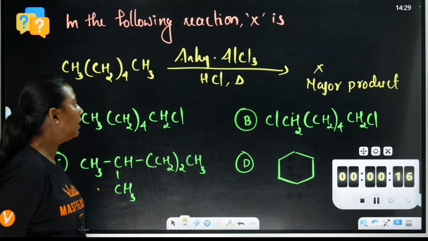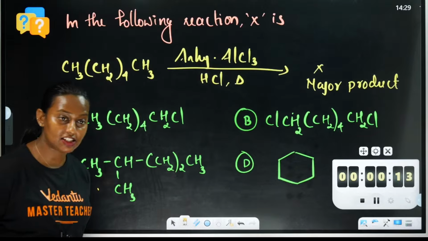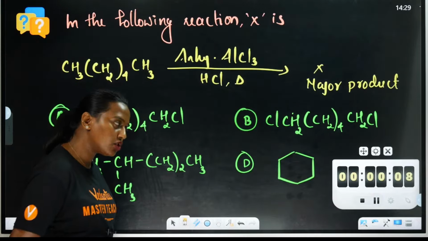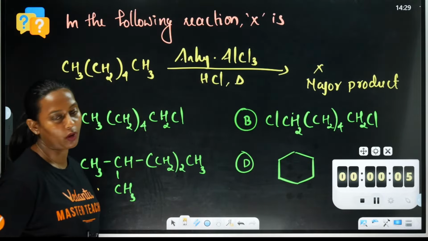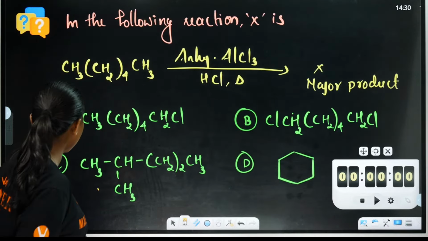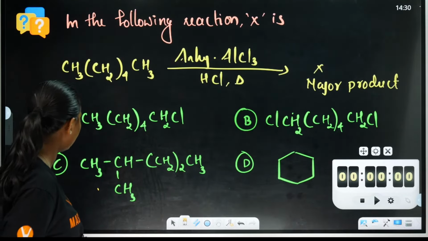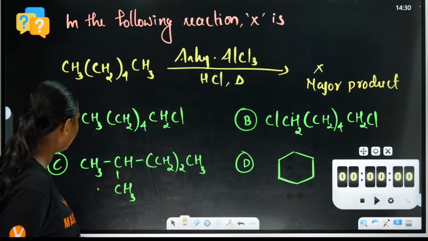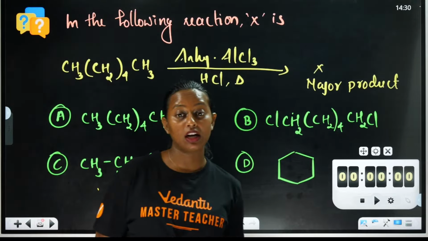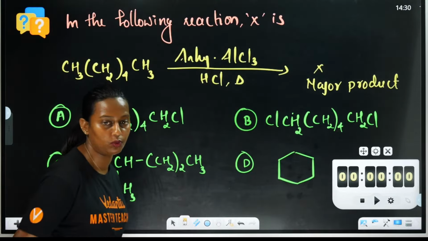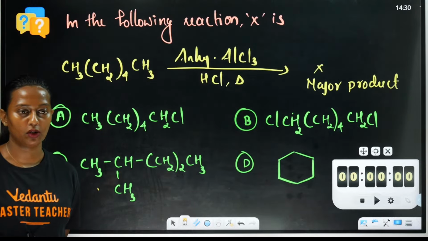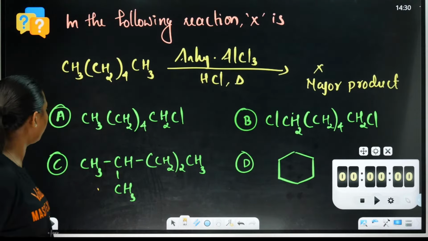Isomerization. When treated in the presence of aluminium chloride and HCl, that is isomerization. Here it is also isomerization. You should find the major product. The same number of carbons will be there, but branches will form. Option A.